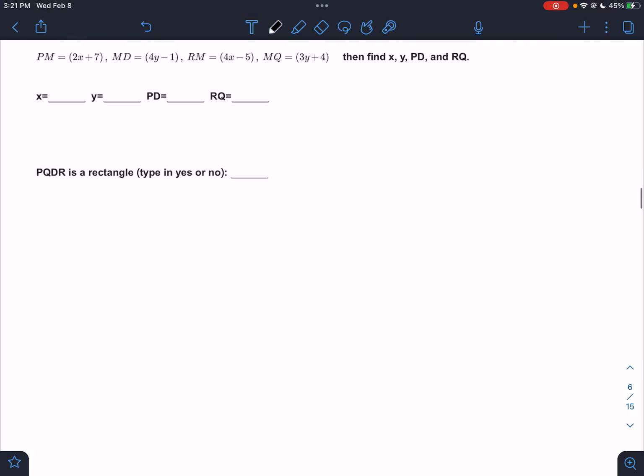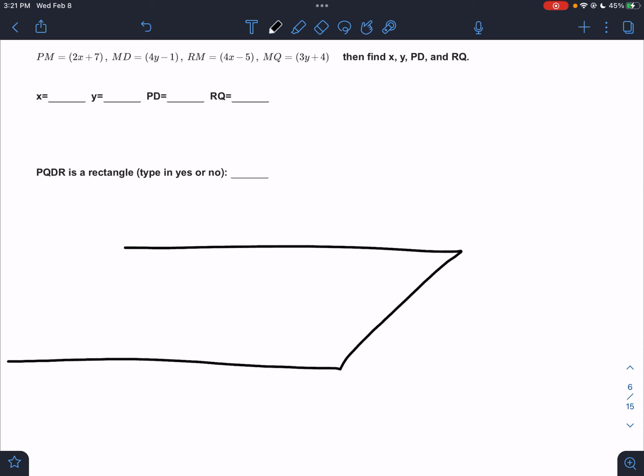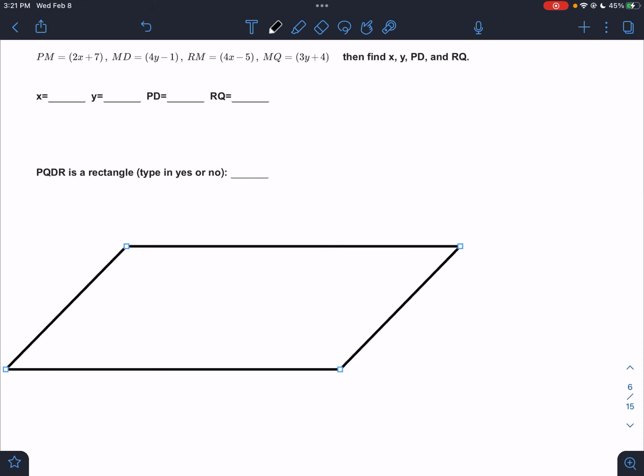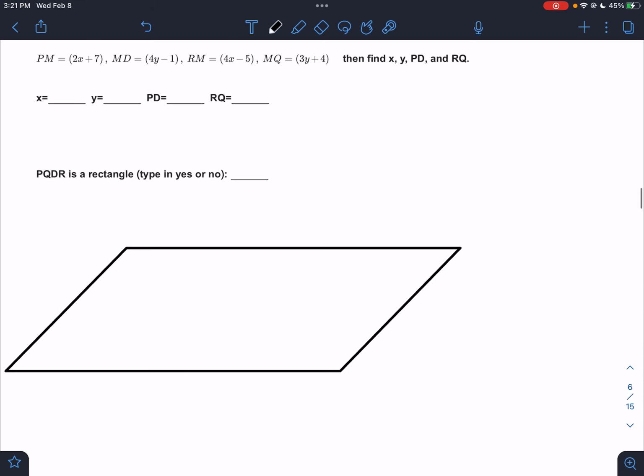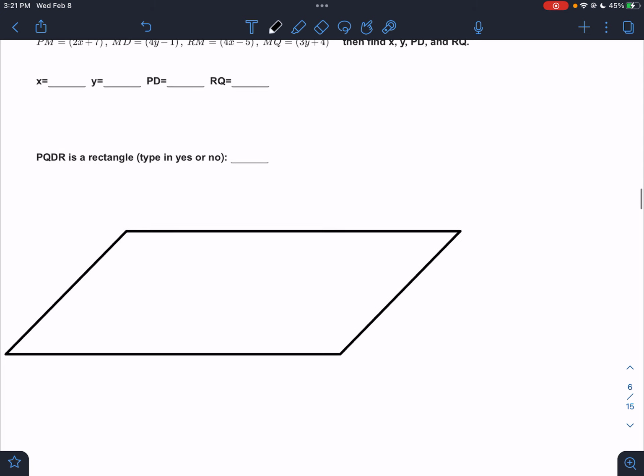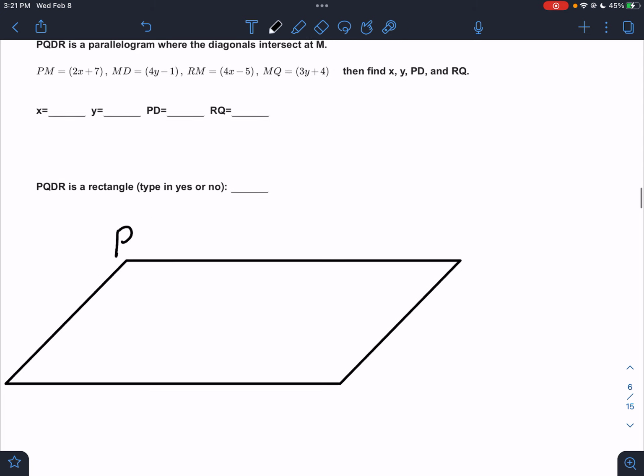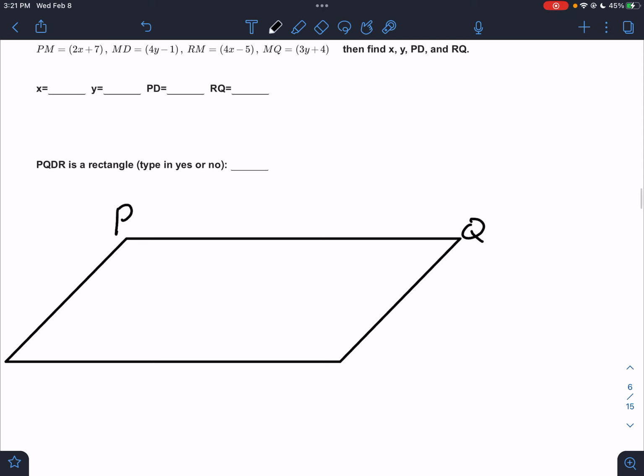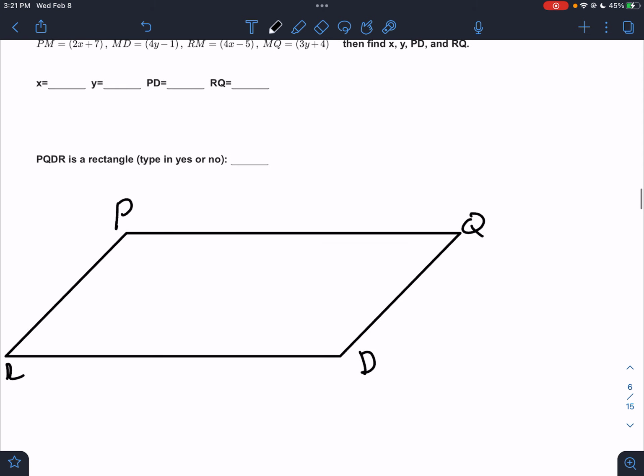Okay. So here we have a parallelogram. Something like that. I don't know. Looks close enough to me. It's called PQDR. Diagonals intersect at M.